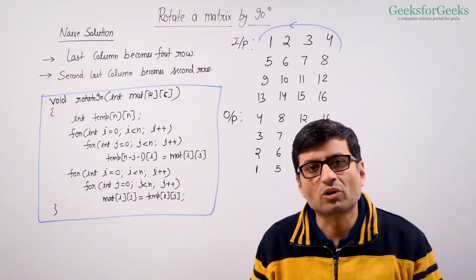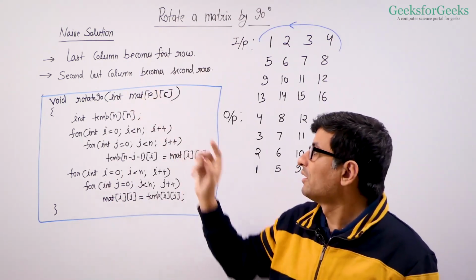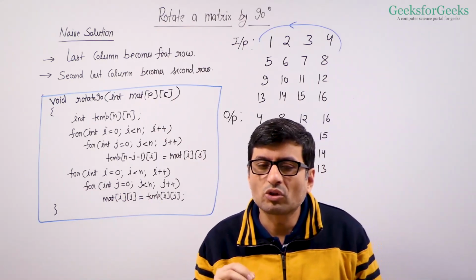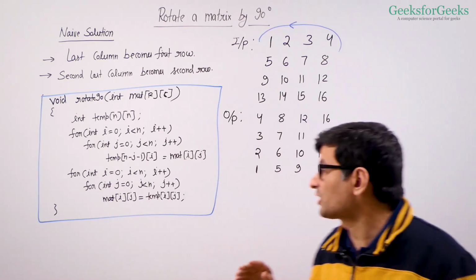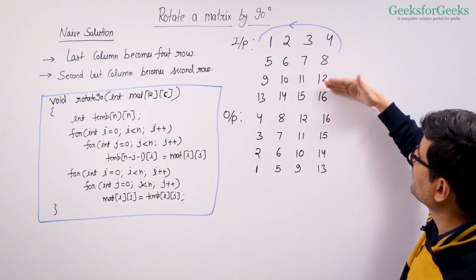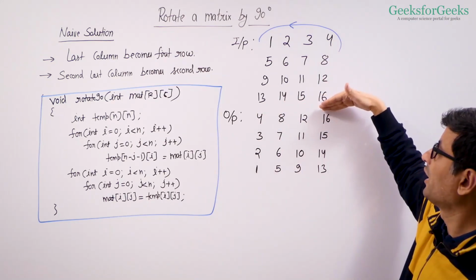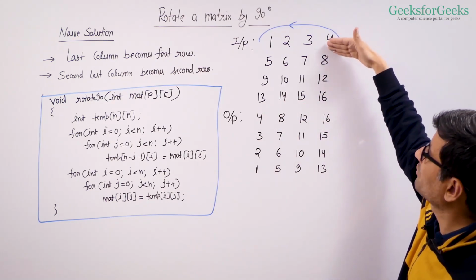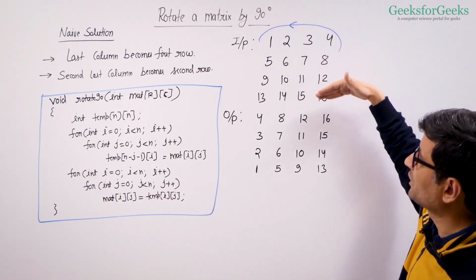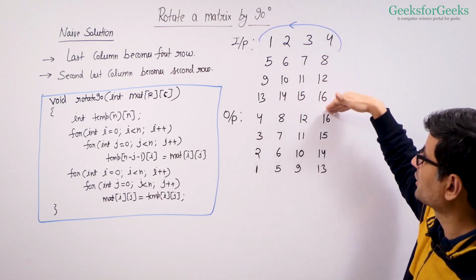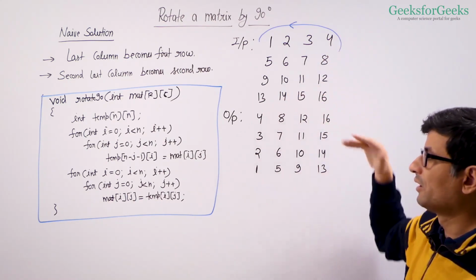The idea simply follows what is written here. The last column elements should become the first row. These elements become the first row, and they follow the same order. 4 comes here, then 8, then 12, then 16. Top to bottom, left to right.